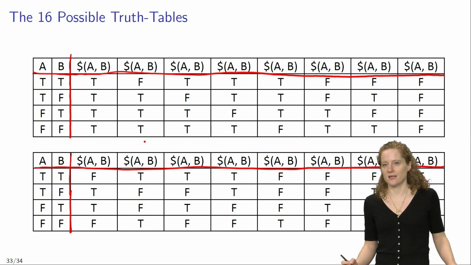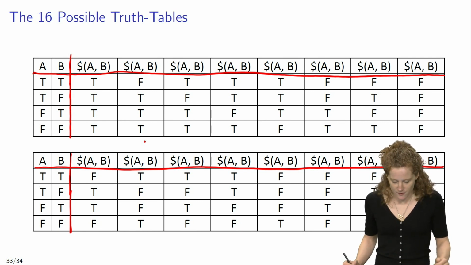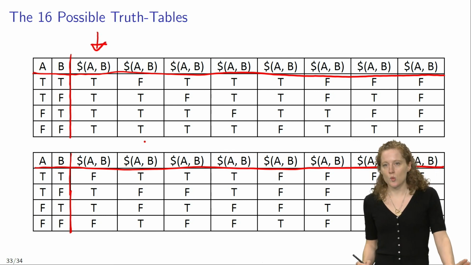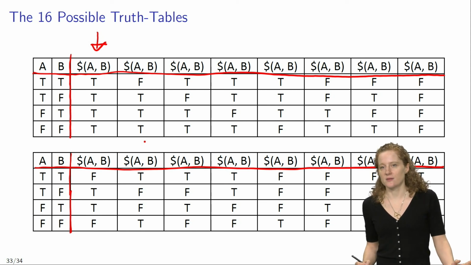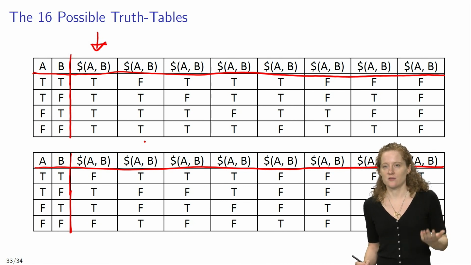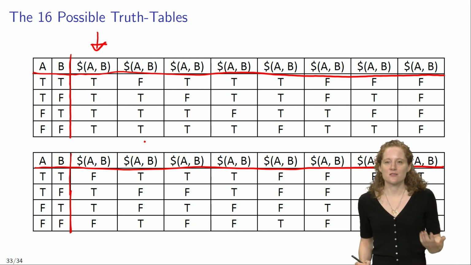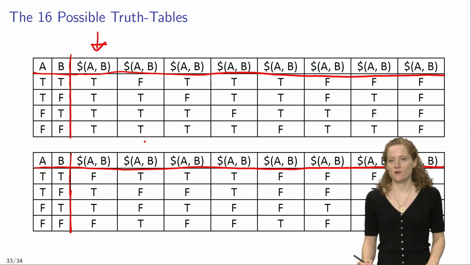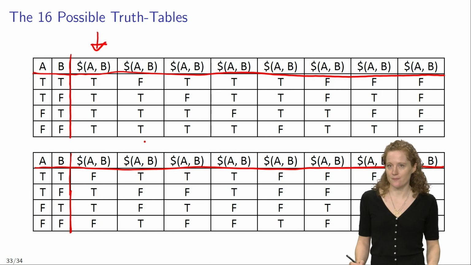So let's look at the first column here. So this is one possible truth table for a two-place connective. What this column here tells us is that $AB is true in any possible scenario. It's true when both A and B are true. It's also true when A is true and B is false. It's true when A is false and B is true. And it is true when both A and B are false. So that would be a possible truth table for the two-place connective $AB.